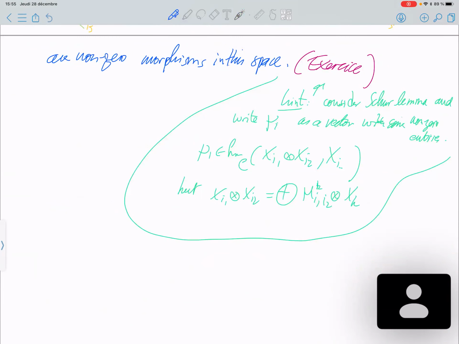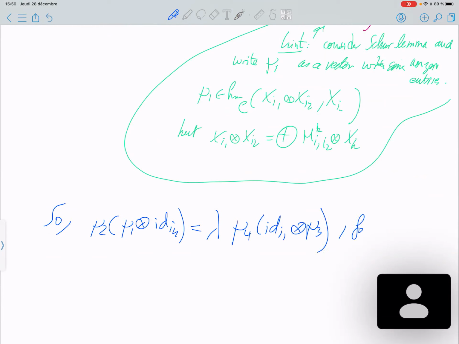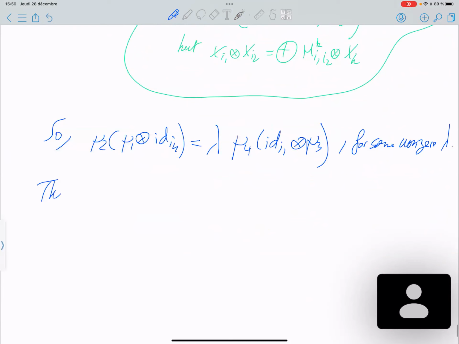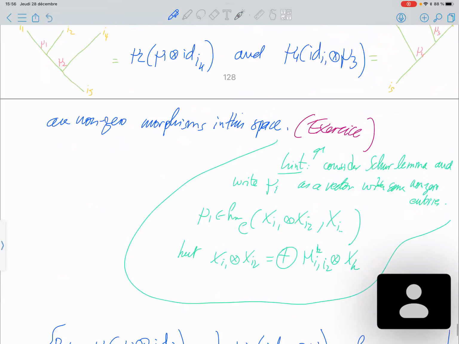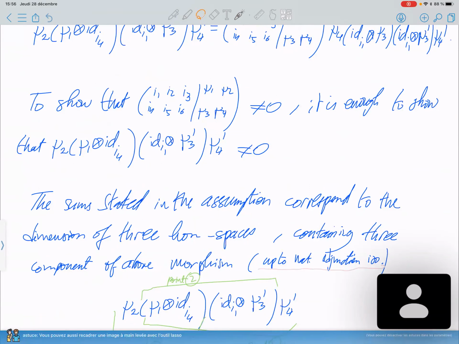So they are non-zero. So mu2 composed with mu1 tensor ID of Xi4 equals lambda times the other morphism, by non-zero and one-dimensionality, for some non-zero scalar constant lambda. Therefore, as I said, we can replace one by the other in what we are interested in. So this one, let me copy this one.